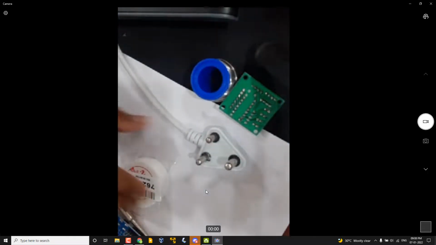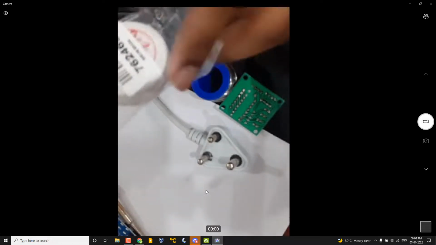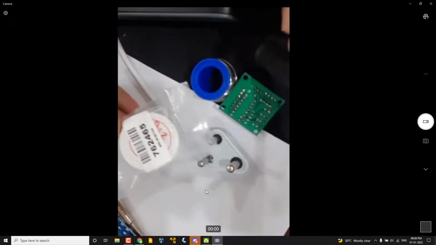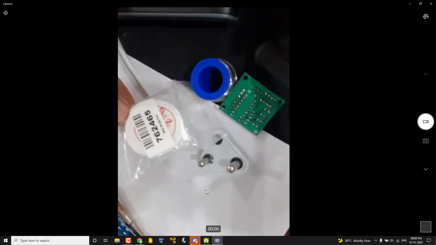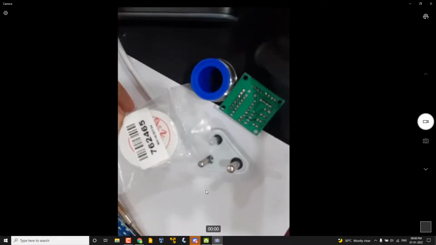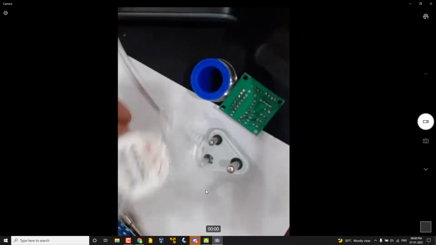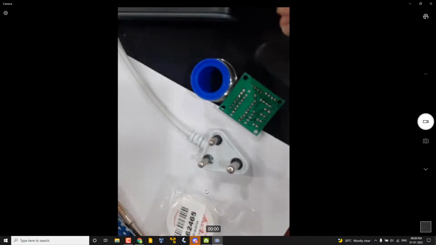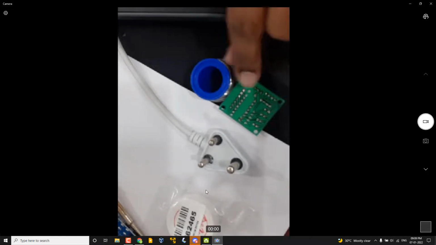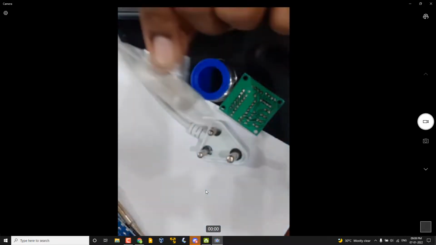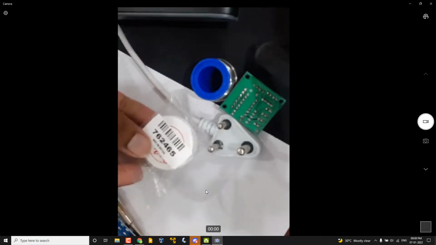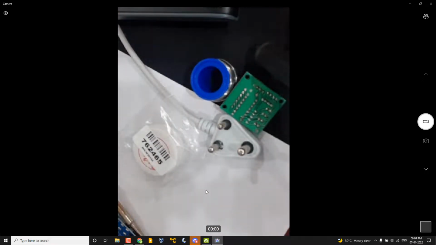And there is a thing called flux. I didn't open it. Maybe tomorrow I can show you that. Flux is used along with the soldering, and it removes impurities like carbon. When you solder, there will be carbon, and that will be removed by this flux. It is like an oil kind of thing. Maybe tomorrow I will show this clearly.